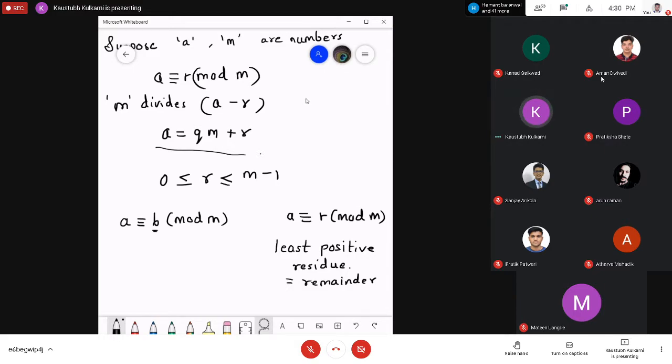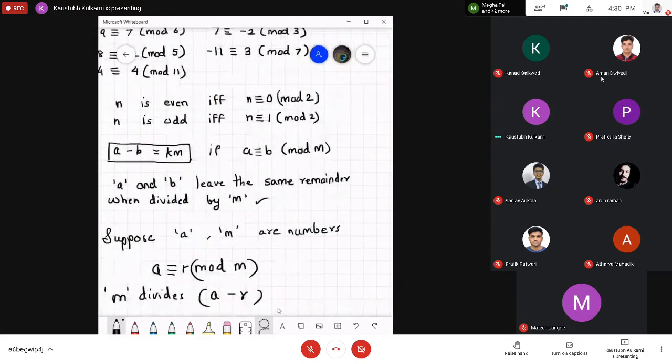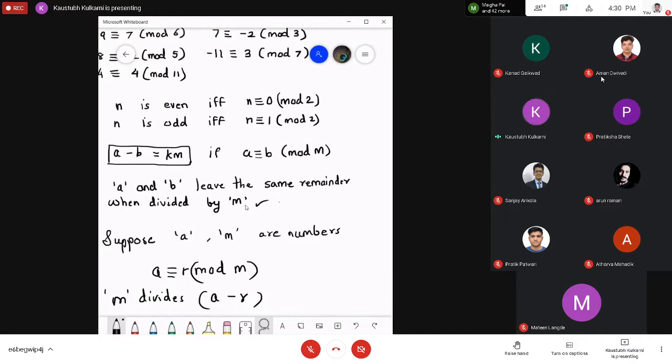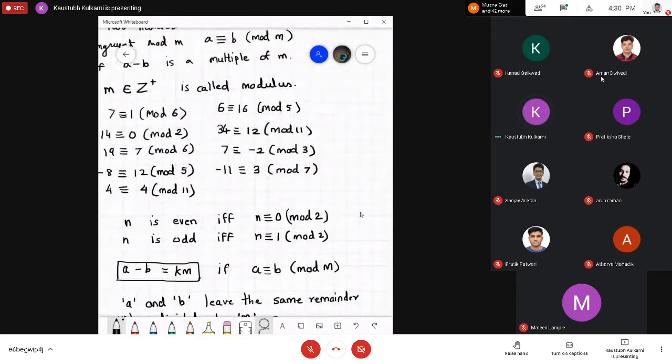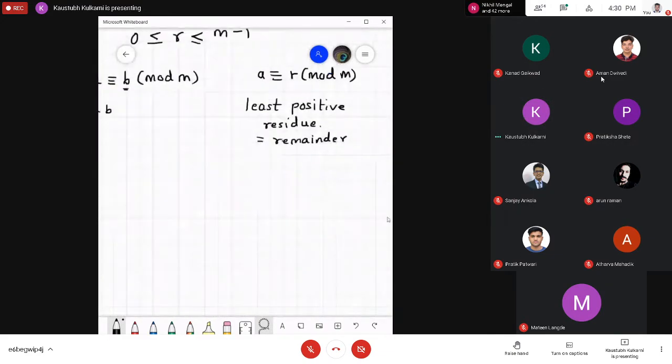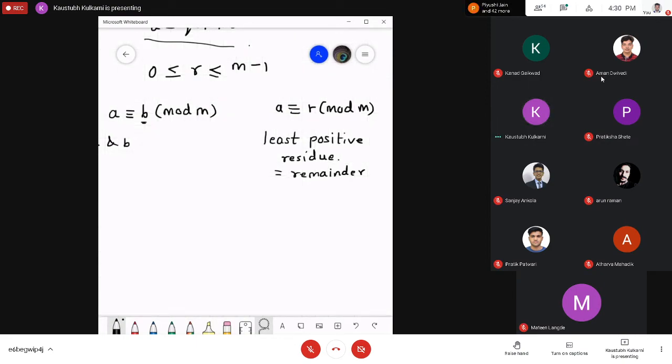But if it does not lie between 0 and M minus 1, then we can say what I wrote before, that A and B leave the same remainder when divided by M. Any questions, or shall we proceed?